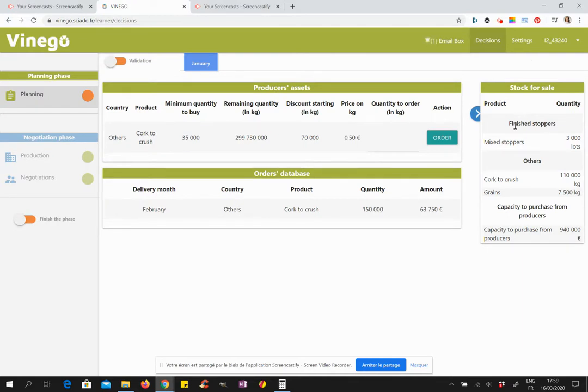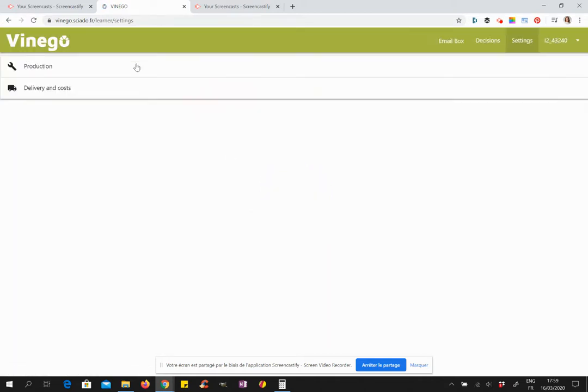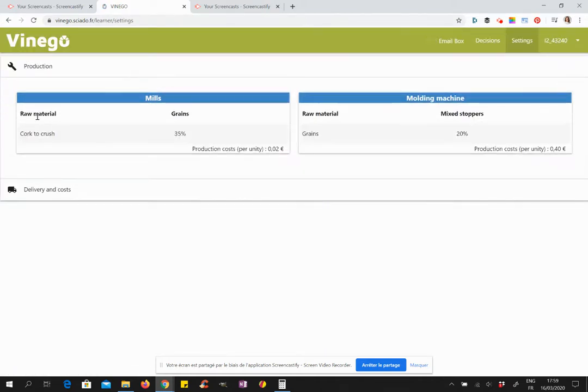In order to calculate exactly our stock, we will do it together. First we have to have a glance at our stock of raw materials, cork to crush and grains, and then at our settings, because remember, you have a process of production. From cork to crush, you must obtain 35% of grains, and then from grains you will obtain 20% of mixed toppers, which is your final product.